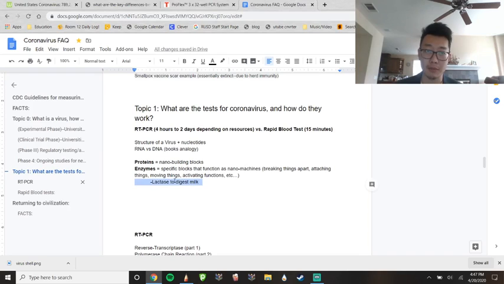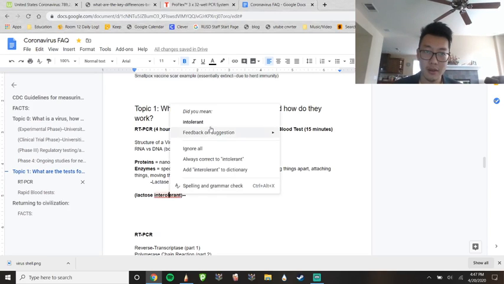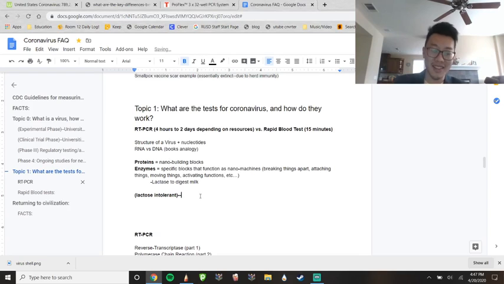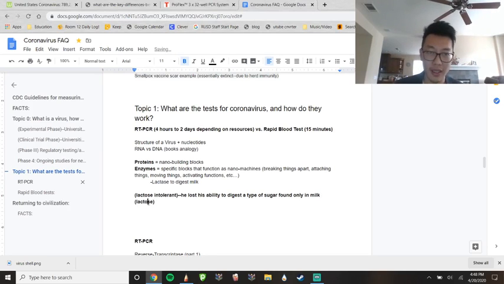One example that maybe you've heard of is lactase. I have a lactase pill right here because Mr. Yao is lactose intolerant. And what that means is Mr. Yao lost his ability to spell intolerant correctly, and he lost his ability to digest a type of sugar found only in milk, and that sugar is called lactose. See, it's an O instead of the A.